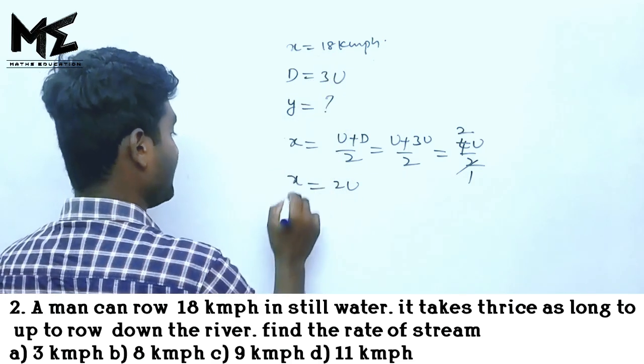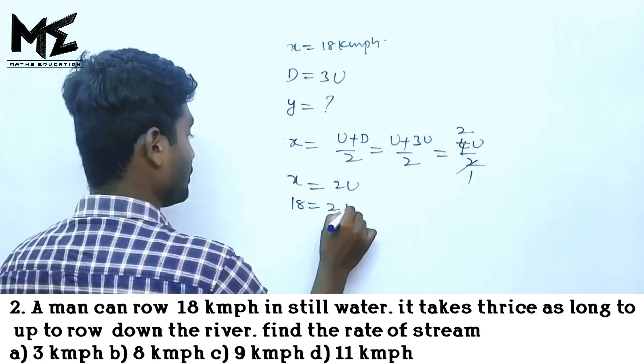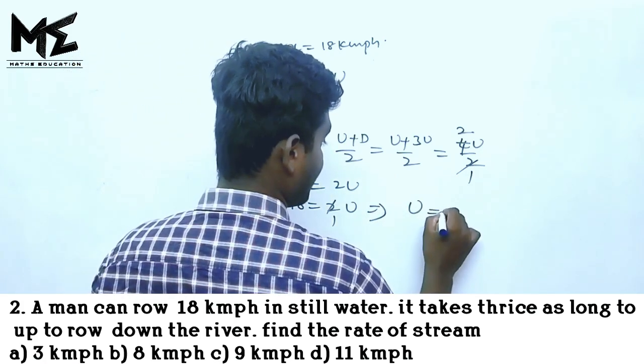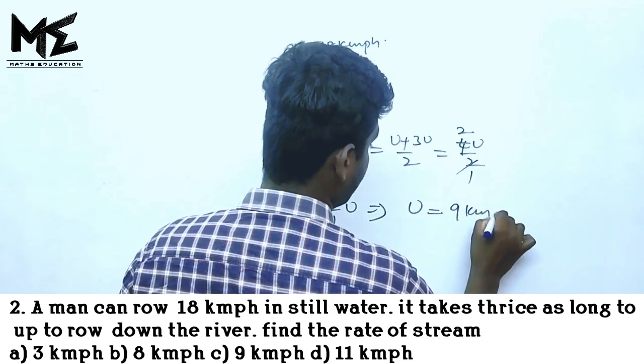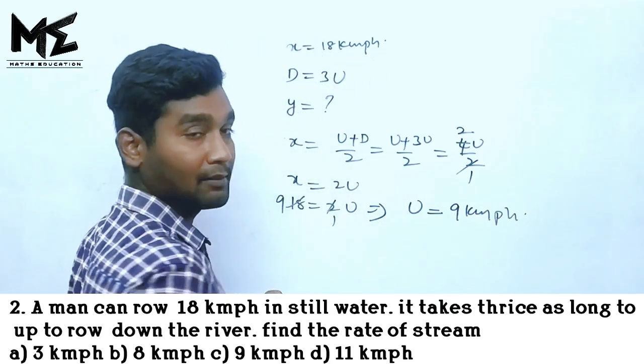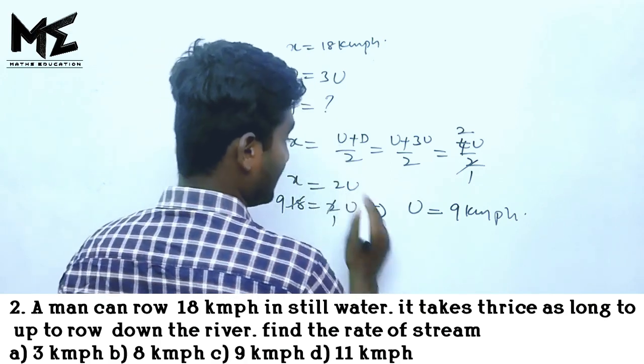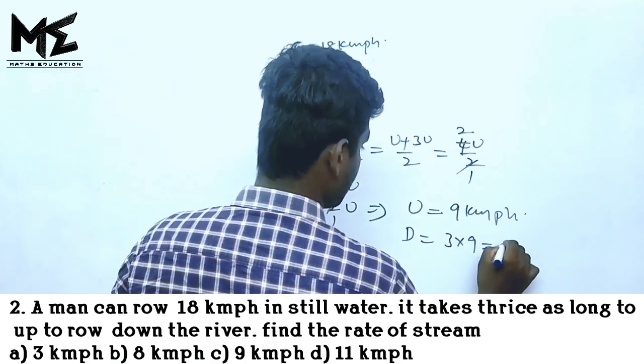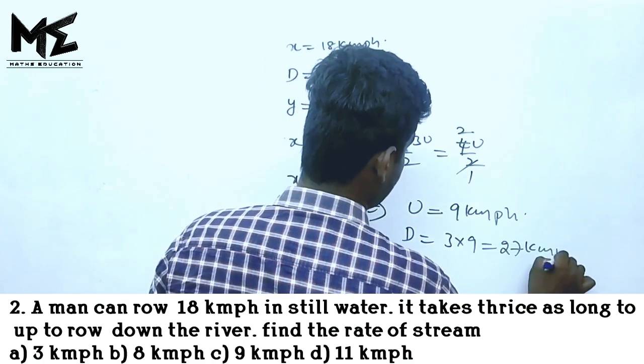X value we have 18. So 18 equals 2 into u. 2 ones are 2, 2 nines are 18. Therefore upstream we have 9 kilometer per hour. If upstream is 9 kilometer per hour, then directly downstream 3 into 9, that means 27 kilometer per hour.